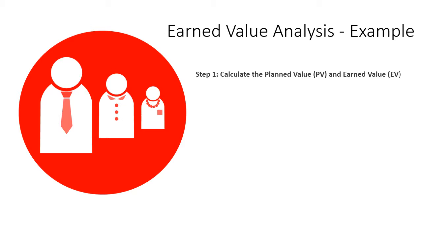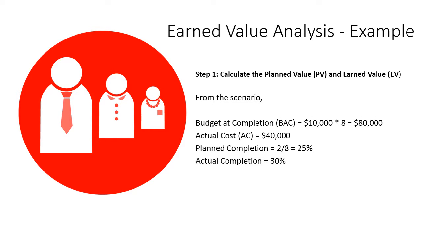To solve this case, the first step we should do is calculate the PV and EV. Before calculating PV and EV, we must know the budget at completion, the actual cost, planned completion, and the actual completion. Budget at completion is the budget for the total job. From that case, we are given $10,000 per month. The duration of the project is 8 months, so budget at completion is the budget per month multiplied by the project duration. So we got $80,000 in budget at completion.